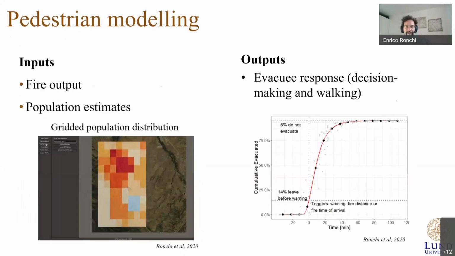So what we do, then we get the fire outputs, and we have some population estimates that we get from a worldwide database called the Gridded Population of the World. And we get an evacuation response curve to represent the response to the fire. So depending on the evolution of the fire, we may decide to have people responding earlier, later, or deciding to stay also, a given percentage of people.